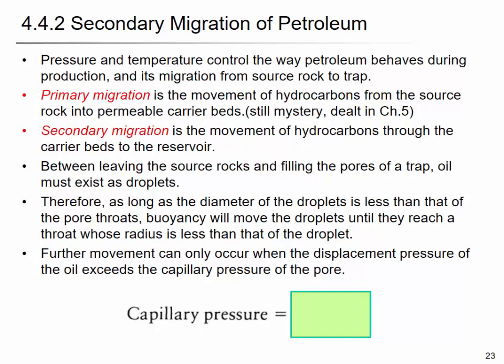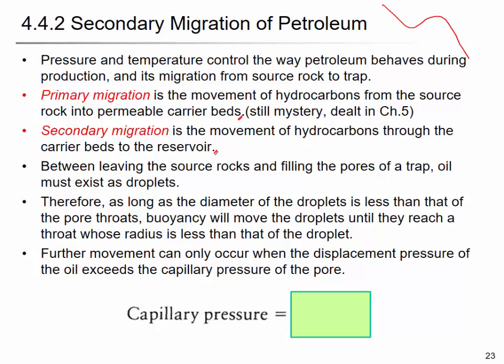We have secondary migration of the petroleum. So when there's a source rock where the hydrocarbon is generated, you have a primary migration from the source rock to the permeable carrier bed. And then the secondary migration is the movement of the hydrocarbon through the carrier bed to the reservoir.